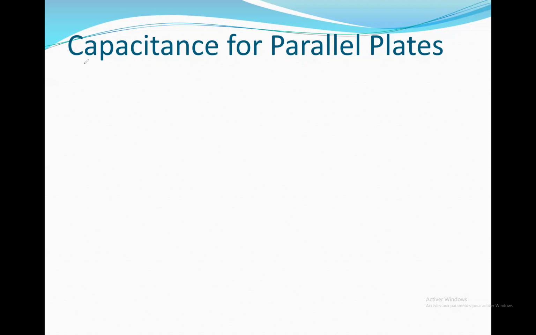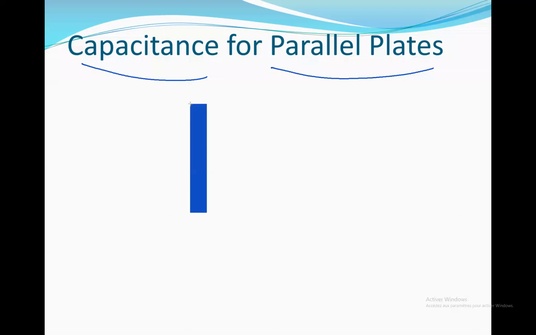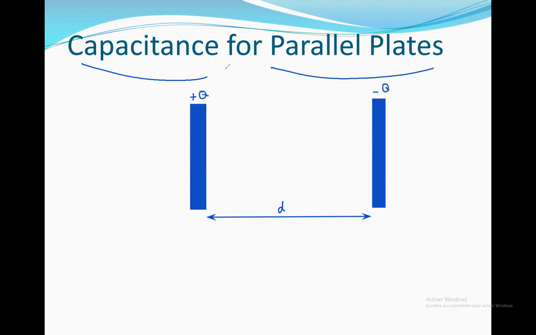Here I want to calculate the capacitance in the case of a capacitor of parallel plates. In the case of parallel plates, we have two identical plates with a distance between them equal to d. This one has plus q and minus q, so we get a uniform potential between them.